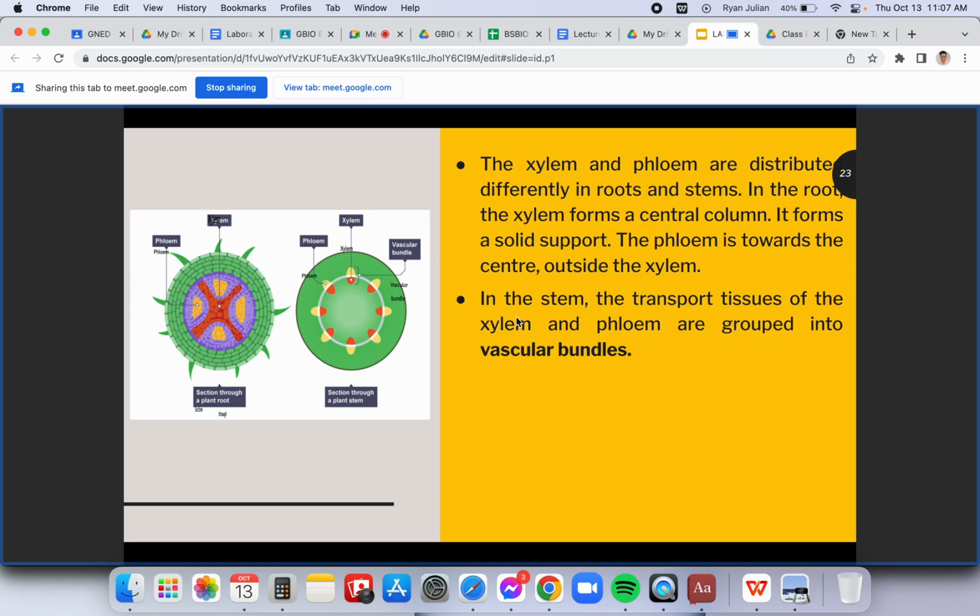However, in the stem, the transport tissues of the xylem and phloem are grouped into vascular bundles, which is a series of spherical shaped structures that are running towards the center of both xylem and the phloem. For the first photo, this is the plant root, and as for the second photo, this is the stem of a plant, wherein it is very prominent that the presence of phloem and xylem are visible here.